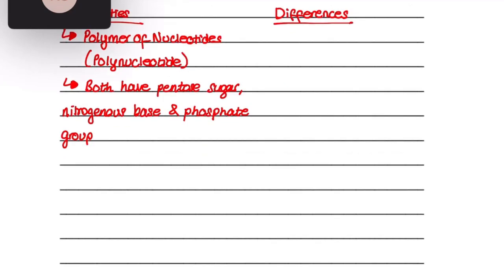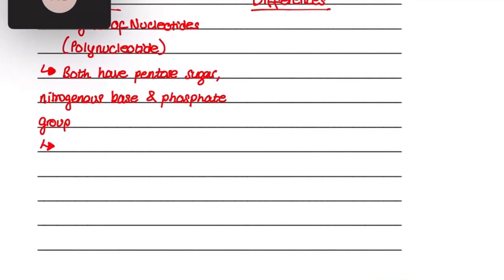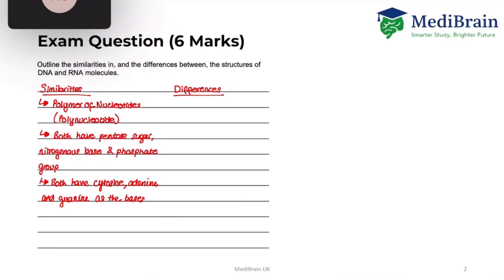So we're just going to mention that both have cytosine, adenine, and guanine as the bases. That's what we're going to say. Now we've stated 3 similarities. I'm going to state 3 differences now.